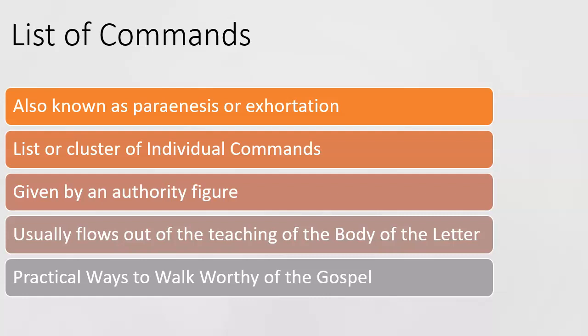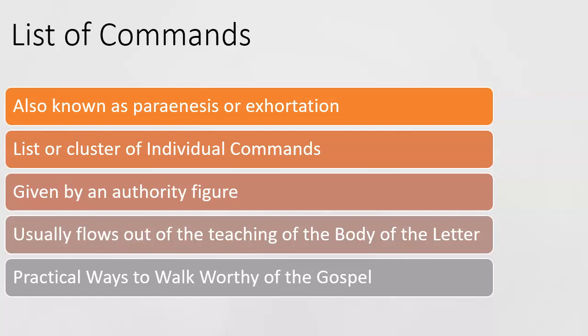I mentioned before that most of the letters are pretty flat in terms of authority. But the list of commands reminds the recipients that they have a teacher in Paul or James, and the message is coming across with a certain kind of authority that demands a response. So the paraenesis section is reminding them of the authority and the right to say this is how you ought to behave in light of the message. And it flows, as I mentioned already, out of the teaching of the body of the letter. So whatever the body of the letter has addressed, this then is the natural application, the natural outgrowth of the message in the body of the letter.